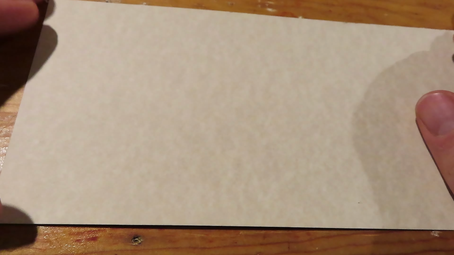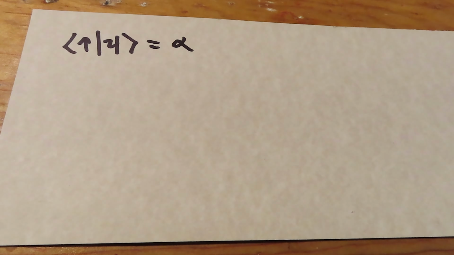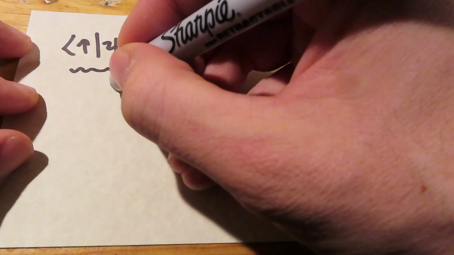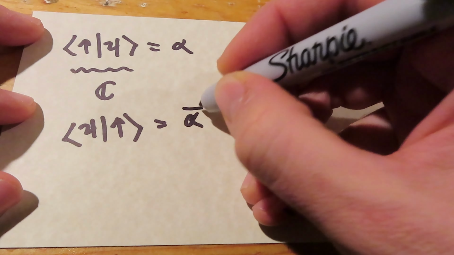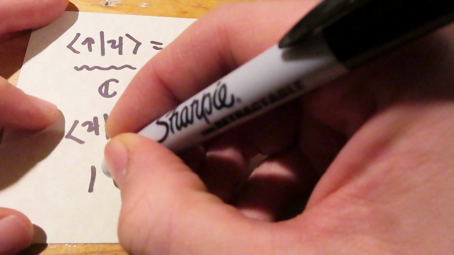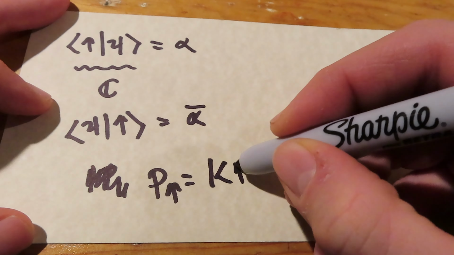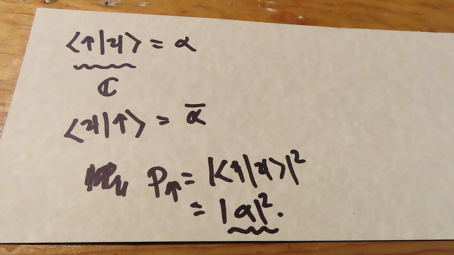It's important to observe that in general, an inner product between bras and kets, such as the up state with psi, is a complex number, in this case alpha. This means that there is now a distinction between up with psi and psi with up. They are complex conjugates of one another. Of course, the probability, the physically measurable thing, depends on the modulus squared of these inner products, so it will always be a positive real number.